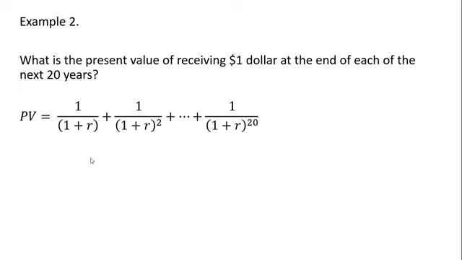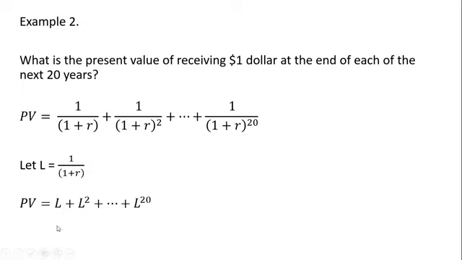So what would this equal? Well, let's do a substitution. Let L equal 1 divided by 1 plus the interest rate or discount rate. So in this case, the present value equals L plus L squared plus L cubed, and so on, all the way up to L to the 20th power.